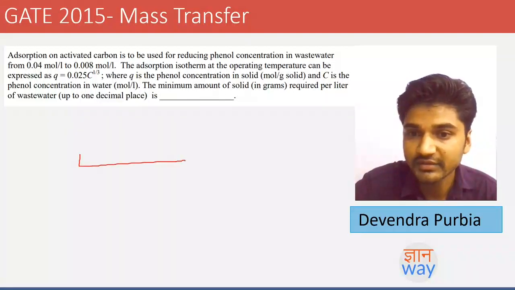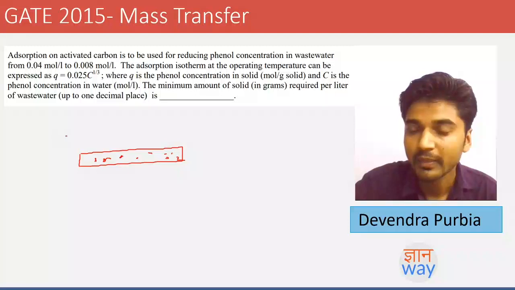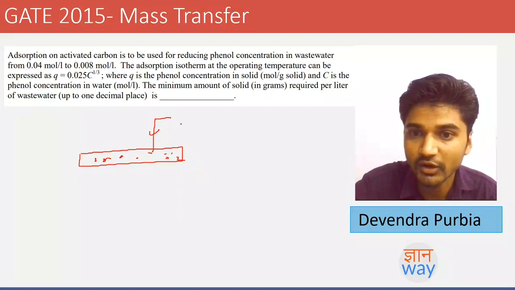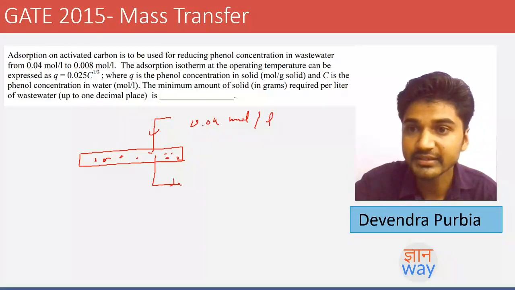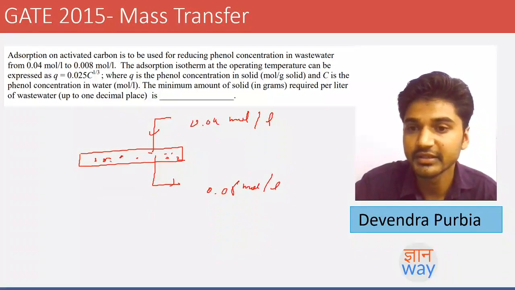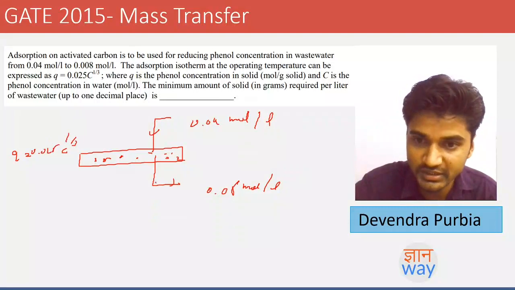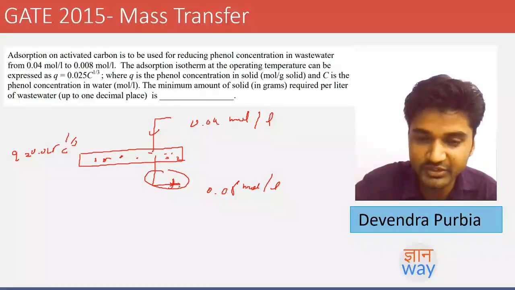So first we will consider this is where the adsorption packing is there, and this is an adsorption where we have phenol flow from this side of the concentration 0.05 mole per liter and coming out as 0.008 mole per liter, and this adsorption is following the equation Q equals 0.025 C raised to power 1 by 3. Now this is at equilibrium. This exit concentration is always at equilibrium.